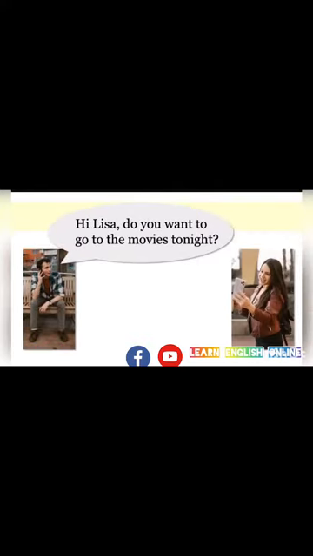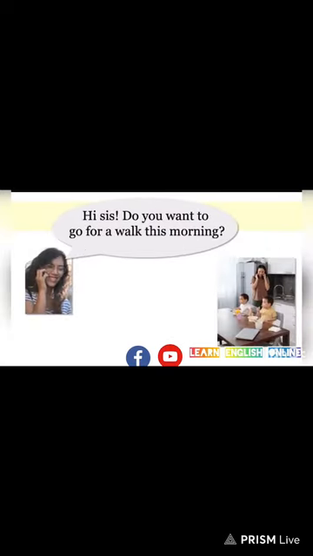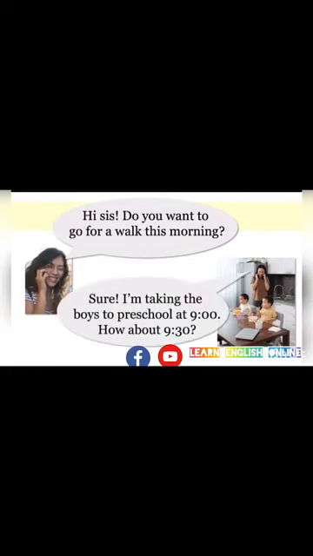Here he calls Lisa and asks, "Hi, Lisa, do you want to go to the movies tonight?" And Lisa answers, "That sounds fun, but I am working tonight." And here, one sister calls the other, "Hi, sis, do you want to go for a walk this morning?" And her sister answers, "Yes. I'm taking the boys to preschool at 9. How about 9:30?" And she uses 9 o'clock, a specific time, to show that's her plan, even though she uses the present progressive.